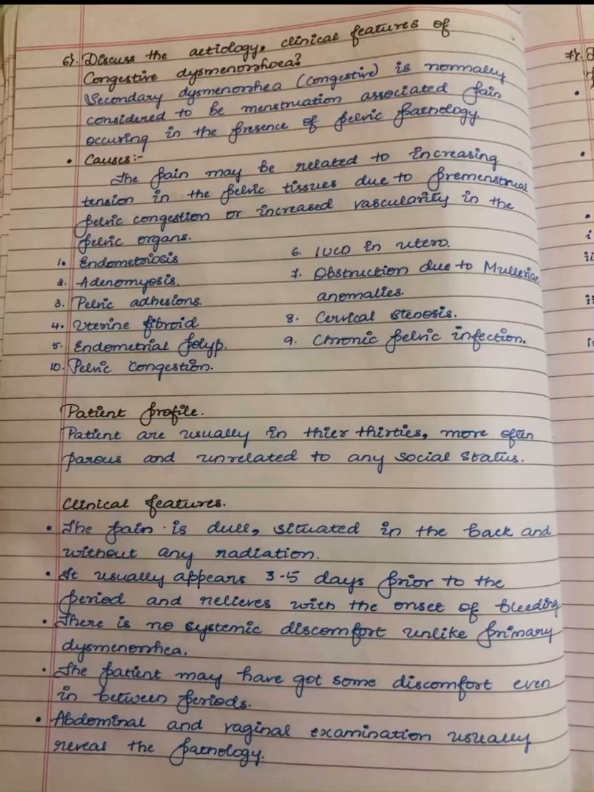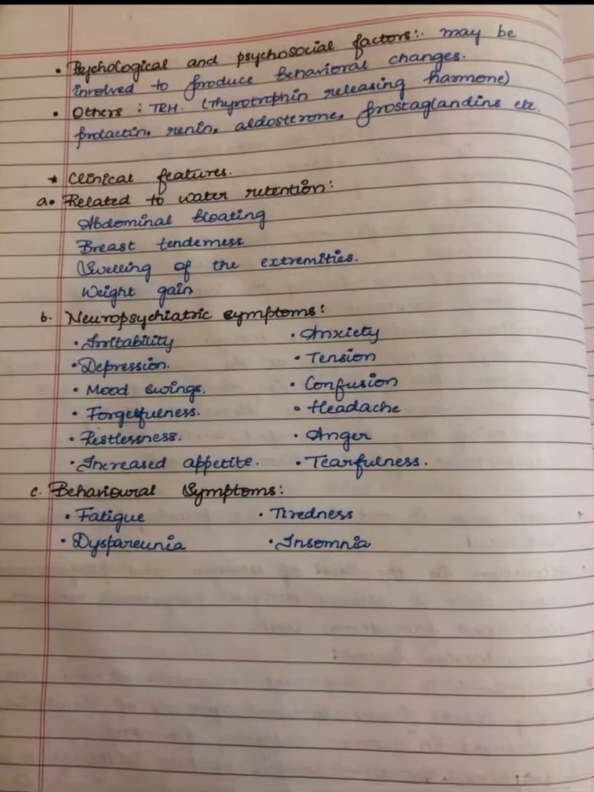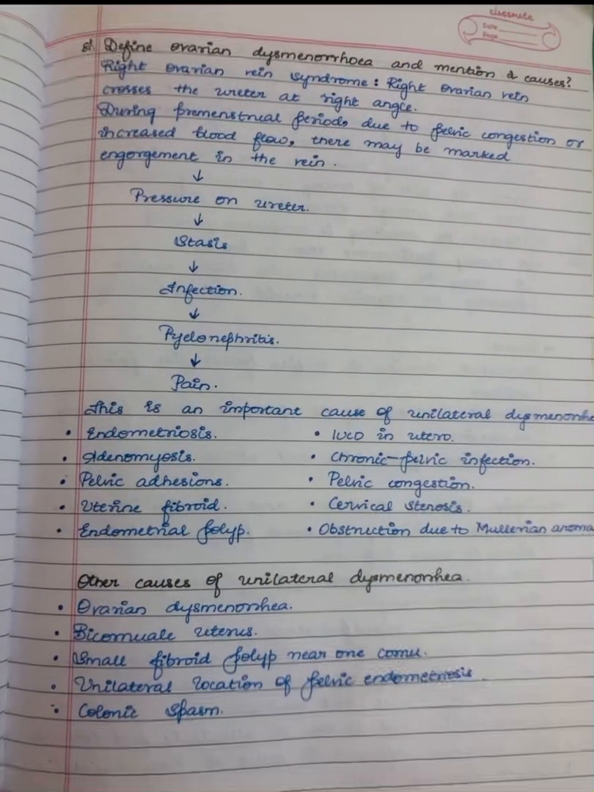no systemic discomfort, and only some discomfort might be present between the periods. And vaginal examination will reveal the pathology. Some discomfort in the sense there might be white discharge or something like that, but no nausea, vomiting. Systemic discomfort won't be there. Hope it is clear. In the next video, we are going to study about premenstrual tension and ovarian dysmenorrhea and so on.